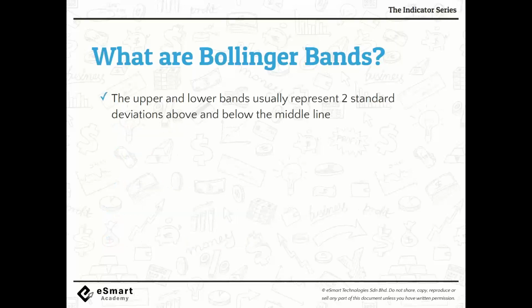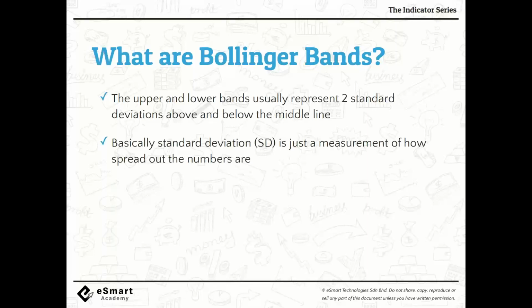The idea is also to understand what the upper band and the lower band are. Here you have some mathematical terms like standard deviation. If you don't understand it, it's perfectly fine, but I want you to at least know that the upper band and the lower band by default are 2 standard deviations of the SMA. What is standard deviation, or SD? It's basically a measurement of how spread out the numbers are.